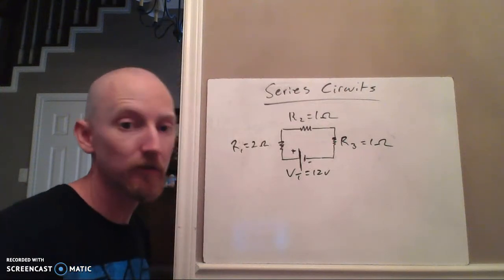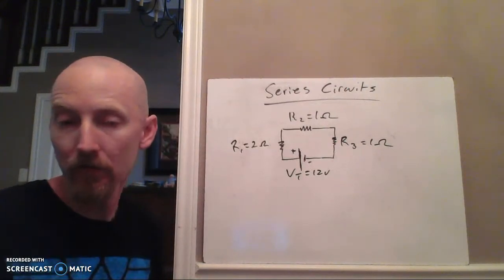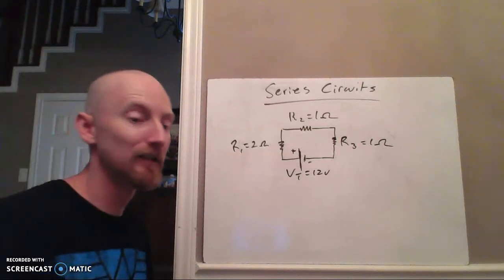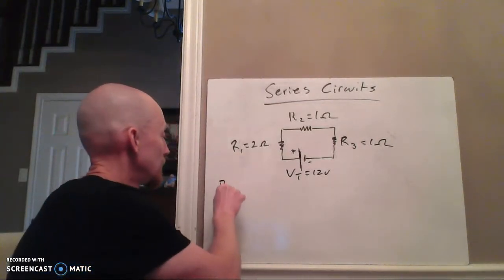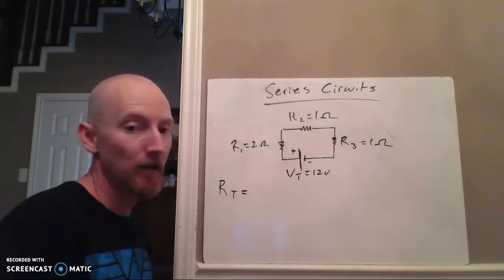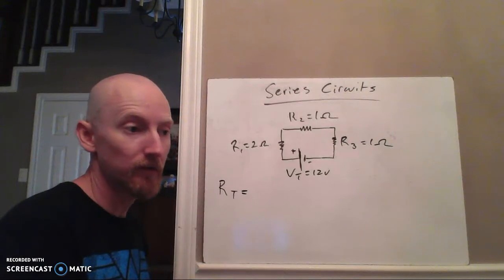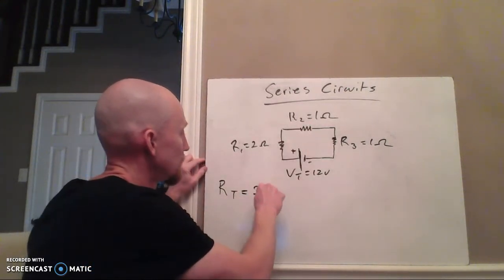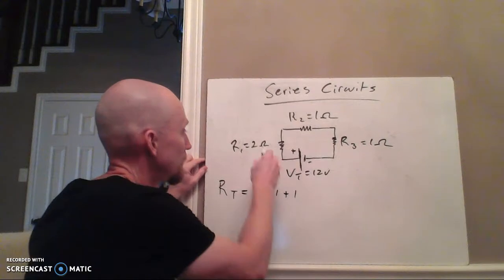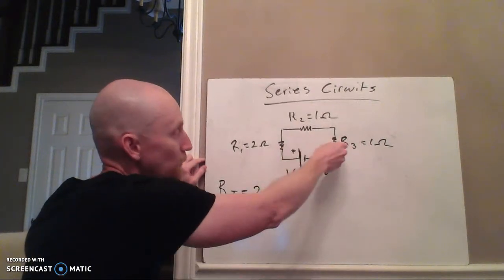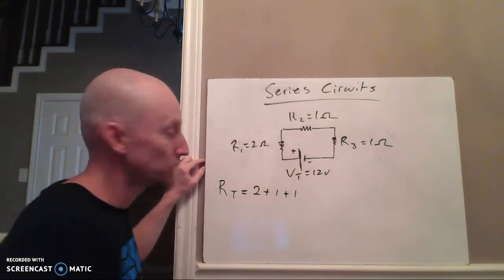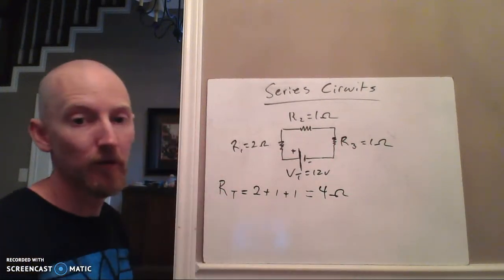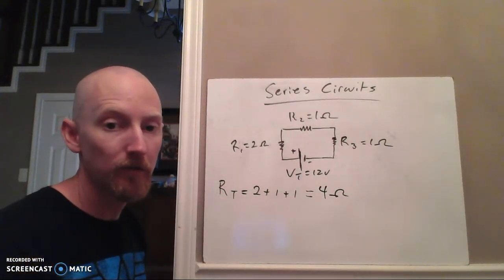Well, the first thing that you're going to do is find total resistance. Total resistance in a series circuit is very easy. We call that RT. To find total resistance, you just add up all of the resistors. So we're going to do 2 plus 1 plus 1. We have a 2 ohm, a 1 ohm, and another 1 ohm. So 2 plus 1 plus 1 is a total of 4 ohms. That's our total resistance of this circuit.